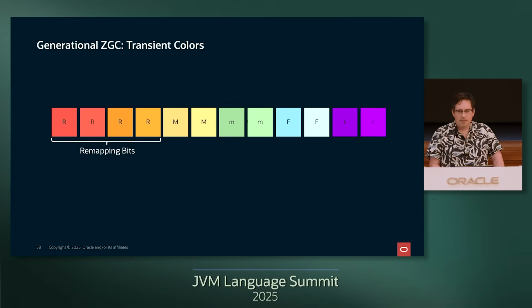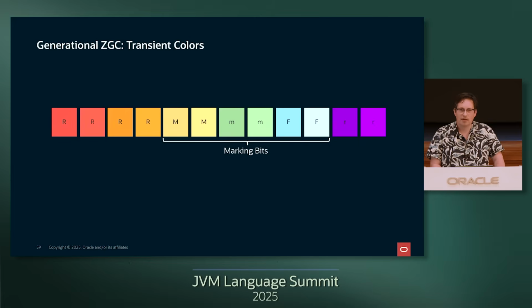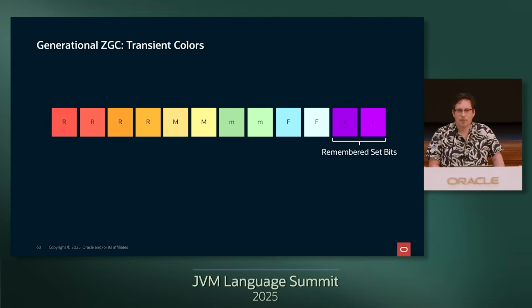So starting with remapping bits, these bits encode somehow whether an object might have moved, either due to the young generation or the old generation, or maybe both. Then we have marking bits that say something about how an object has been marked, by which generation, and with which strength. And last, we have remember set bits that are used to figure out if a reference is part of a remember set or not.